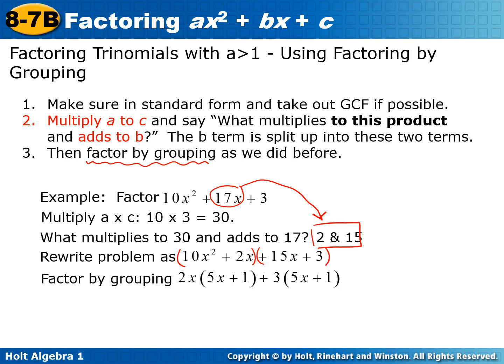So they said 2x was a common term here. They were left with 5x plus 1. And they factored out a 3 here, and they were left with 5x plus 1. Now we have a 5x plus 1 in common. We can factor that out, and we're left with 5x plus 1 and 2x plus 3. It does not matter what order you put these two in right here. It doesn't matter. You will still get the same factors if factored correctly.